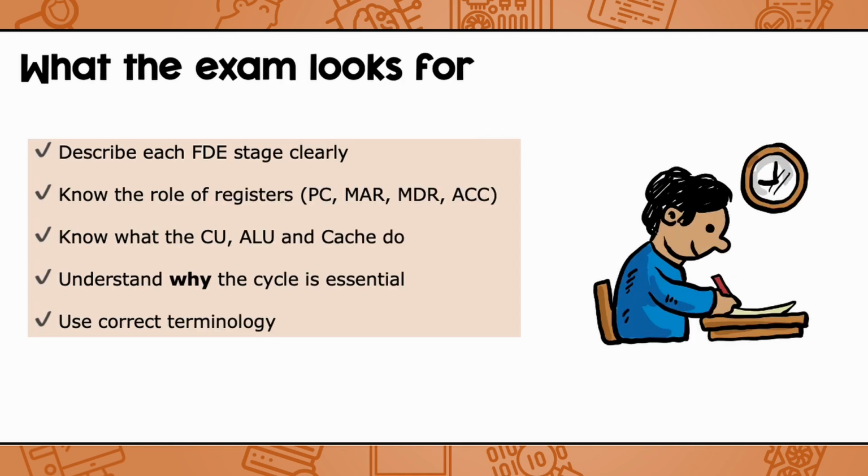So, what does the exam look for specifically? Well, you need to be able to describe each fetch, decode, execute stage clearly. You need to know the role of registers like the program counter, the memory address register, the memory data register, and the accumulator. You need to know what the control unit, the arithmetic logic unit, and cache do, and understand why the cycle is essential. And you need to be able to use the correct terminology.